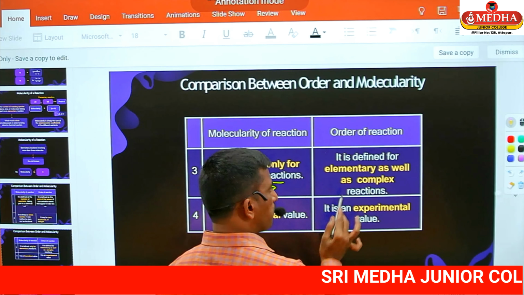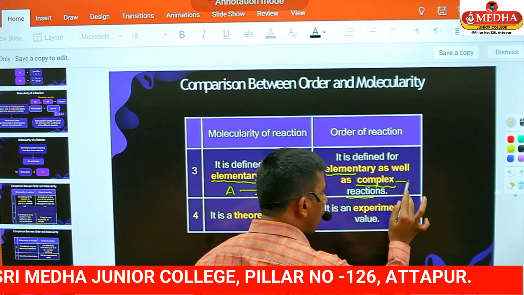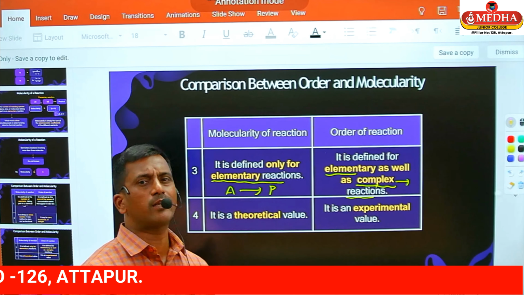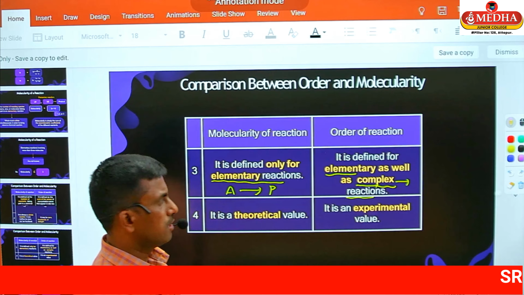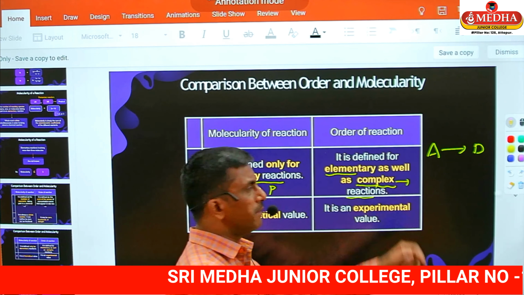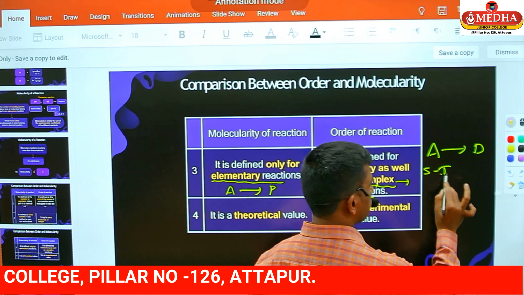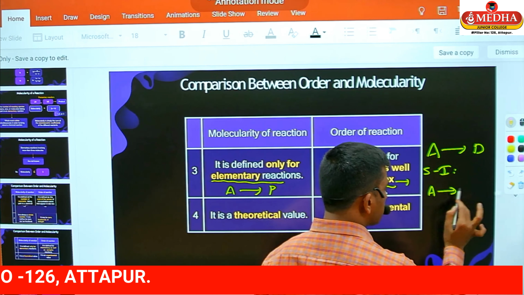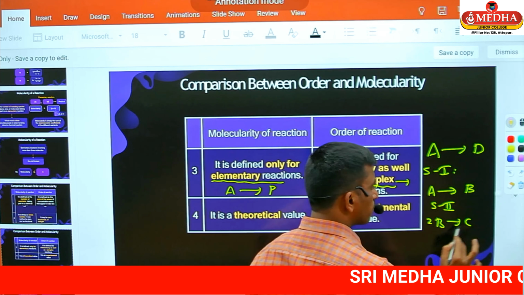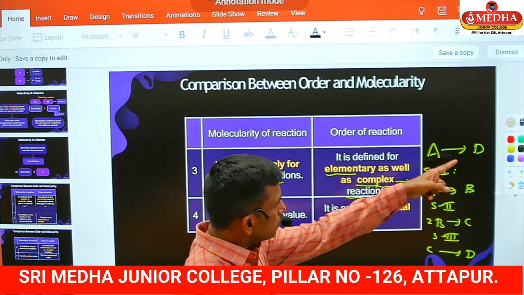But order of reaction is applicable to elementary as well as complex reactions. What is the meaning of a complex reaction? A reaction that takes place in multiple steps, more than one step, is called a complex reaction. For example, A gives D, where A is the reactant and D is the product. This reaction takes place in 3 steps. Step 1: the reactant A is converted to B. Step 2: B is converted into C. Step 3: C is converted to D.